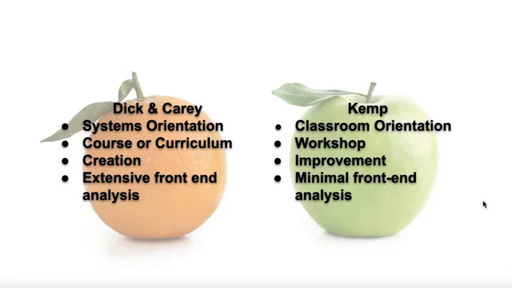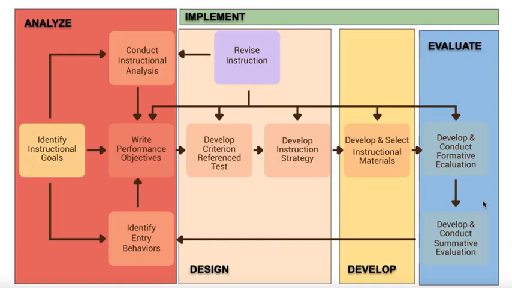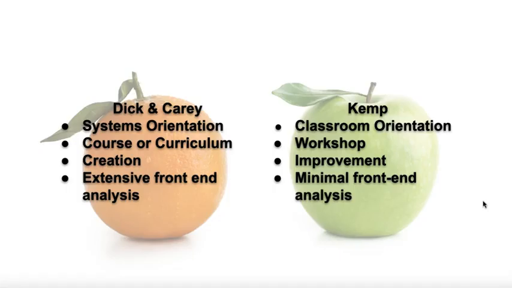While similarities exist in their roots to the ADDIE framework, both models have their differences. Whereas the Dick and Carey model is more systems-oriented, the Kemp model is classroom-oriented. Also, the Dick and Carey model is suited for the creation of an entire course or curriculum, while the Kemp model is better suited to develop a shorter workshop or perhaps a professional learning session, or to improve a specific component of a course. Further, the Dick and Carey model requires a greater amount of front-end analysis, as depicted in the image before, whereas front-end analysis on the Kemp model is minimal.